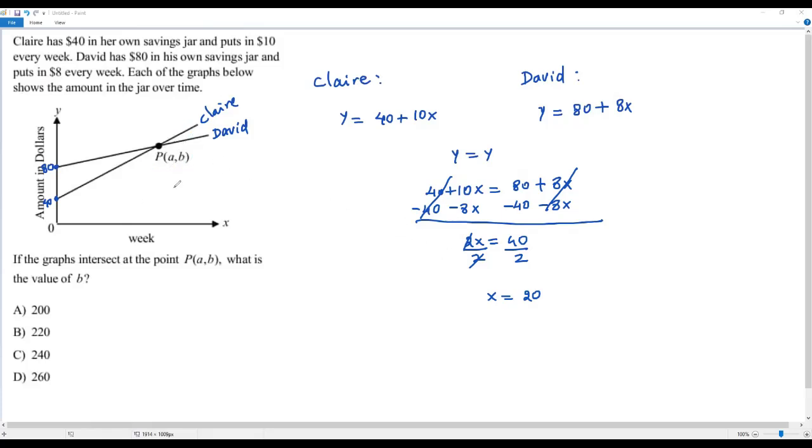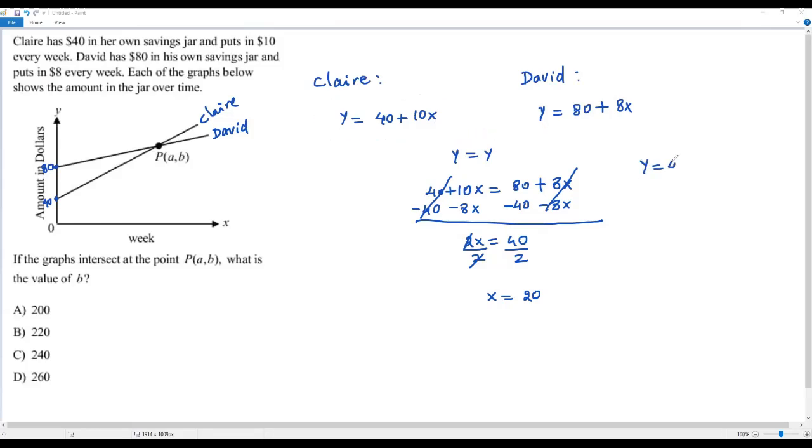But our aim is to get the y-coordinate that gives the value of B. According to the question, we have to find the value of B. To get the y-coordinate at the point of intersection, we plug in this 20, the value of x, either into this equation or into this equation. Let me take this equation. In both the equations, we'll get the same result for y. Anyway, I choose this equation to get the value of y.